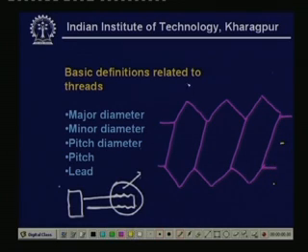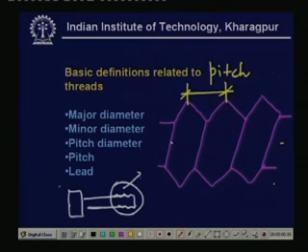And this distance is the pitch, which is the distance between 2 consecutive threads along the axial direction. Then lead is very important. This is the distance by which the screw travels if it is rotated by 1 complete revolution. For a single threaded screw, the pitch is equal to the lead, but for a multiple threaded screw, the lead is equal to k times p.